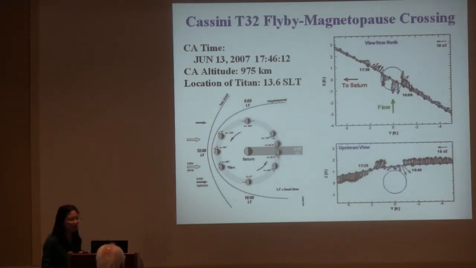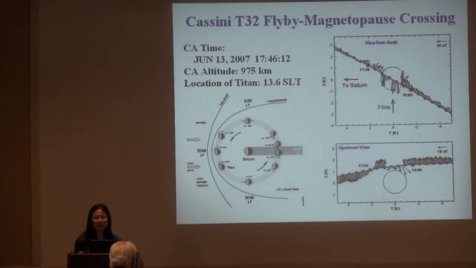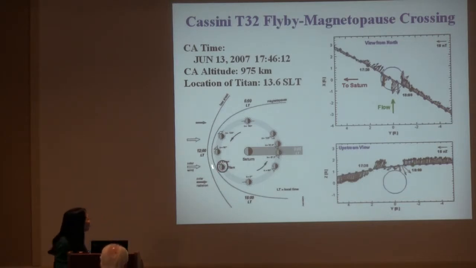So, moving on to Titan. As Joe mentioned the other day, Cassini has made more than 90 Titan flybys, and lots of them are very interesting. And we have done studies for quite a few of those flybys, but I don't have time to show them all. So I picked the one that I favor the most, which is the T32 flyby. This happened when Titan was located at about 14 SLT.